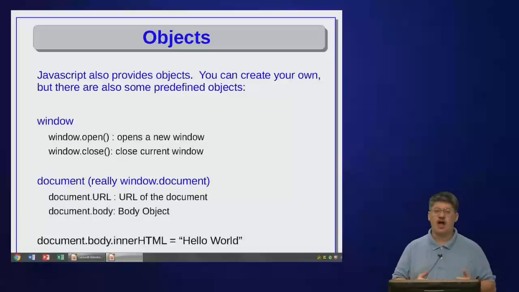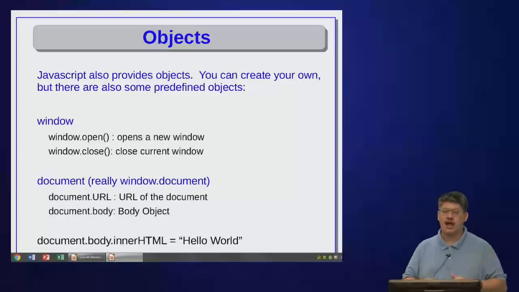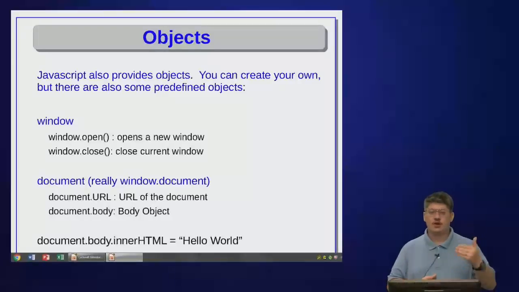There's also an object called document. That's actually an object inside the window object. It's a part of the window object. So you can also say window.document. But JavaScript, for convenience, will allow us to omit window dot. If we just say document, it'll look at the current window and get that document object.